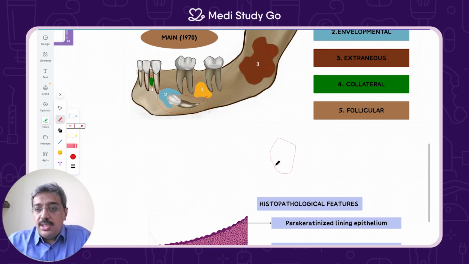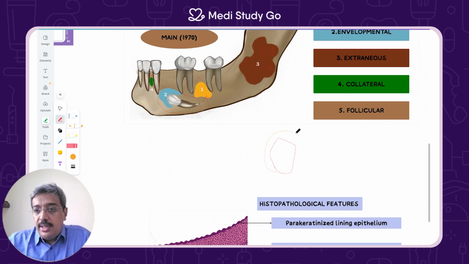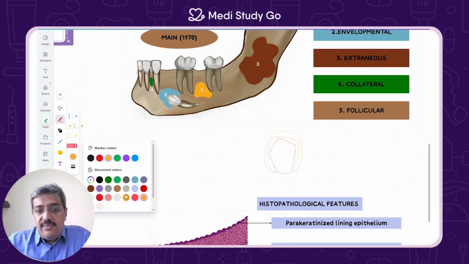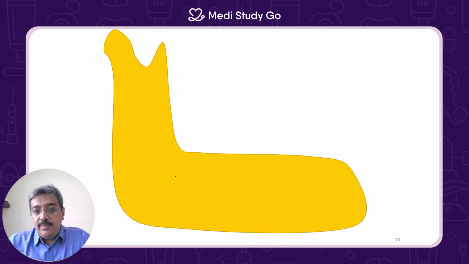Now let's imagine a tooth like this, and then the tooth has a reduced enamel epithelium sitting on top of it like this. And we will have a cyst, odontogenic keratocyst, present on top. When this tooth erupts into it, the lining joins with it and gives rise to an appearance as though it is a dentigerous cyst. Let's understand that with an animation.